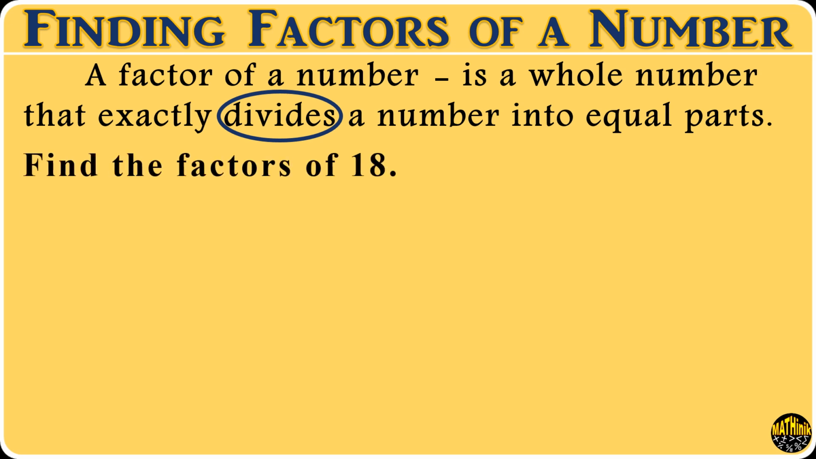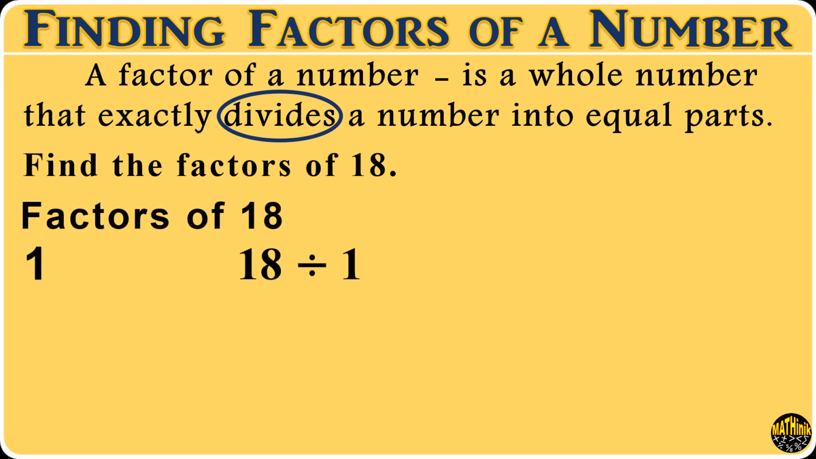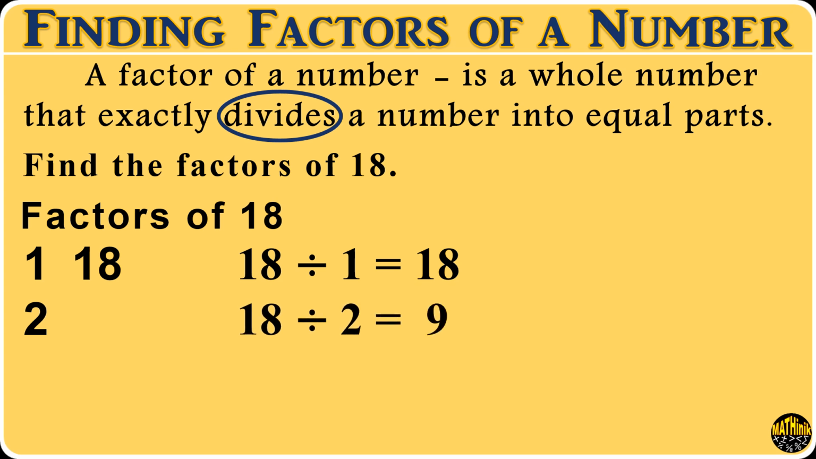Find the factors of 18. We will start by dividing the number by the smallest number, which is 1, and then 2, then 3, and so forth. Let's start. Can we divide 18 by 1? Definitely, and the answer is 18. Next, is 18 divisible by 2? Yes, of course. Because when we divide 18 by 2, the answer is exactly 9.